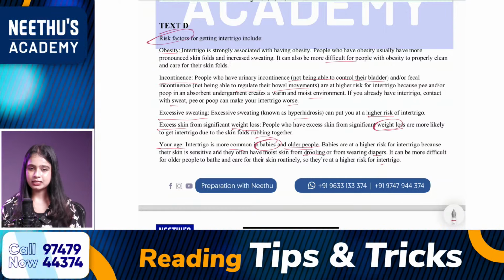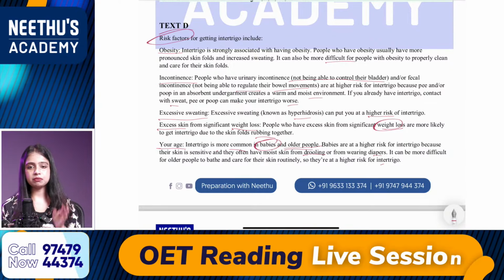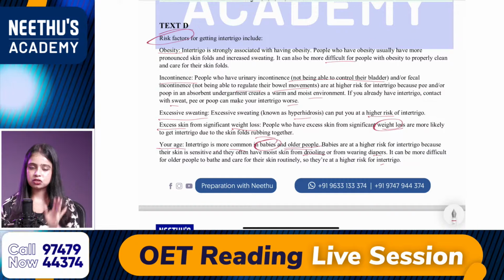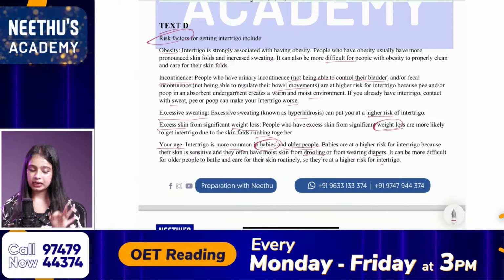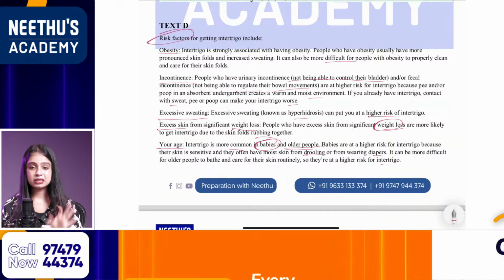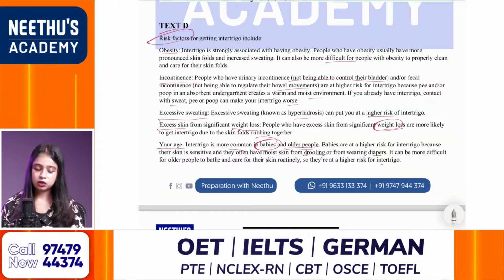So likewise, you can read and underline the keywords from each of the texts. This is the first method we have to do. When you get a text, please skim and scan. Then we are moving to the questions and answers.